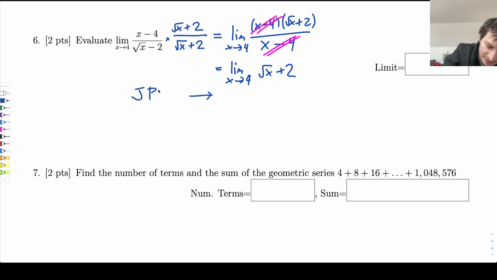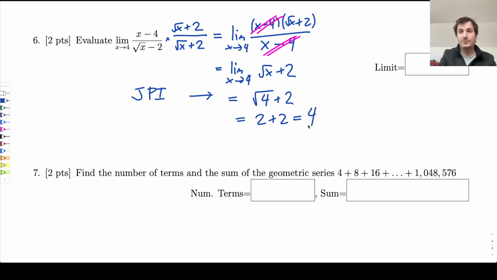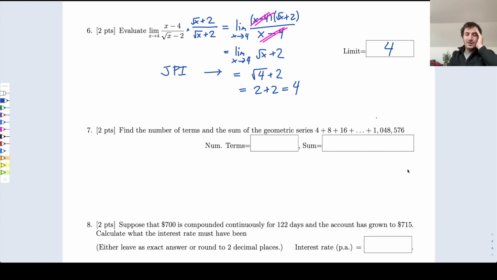Now we can just plug in because it's a continuous function. And we get the square root of 4 plus 2. And the square root of 4 we know is 2. So this is 2 plus 2, also known as 4. So final answer, 4. Oh, my face is blocking it. There you go. Final answer, 4.